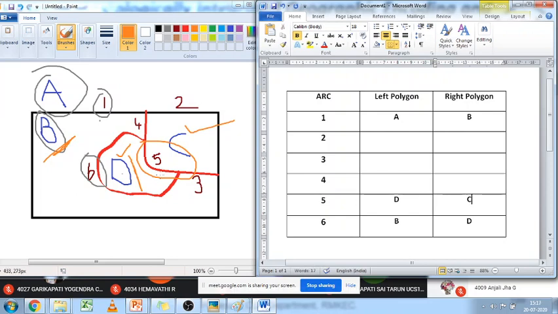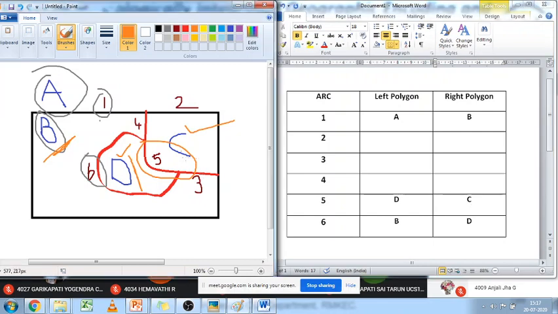Got it? And similarly for other values, for 3, as you are taking this side into consideration, from this is the top part and the left part, right? So here the left part will be C and the right part will be B over here.